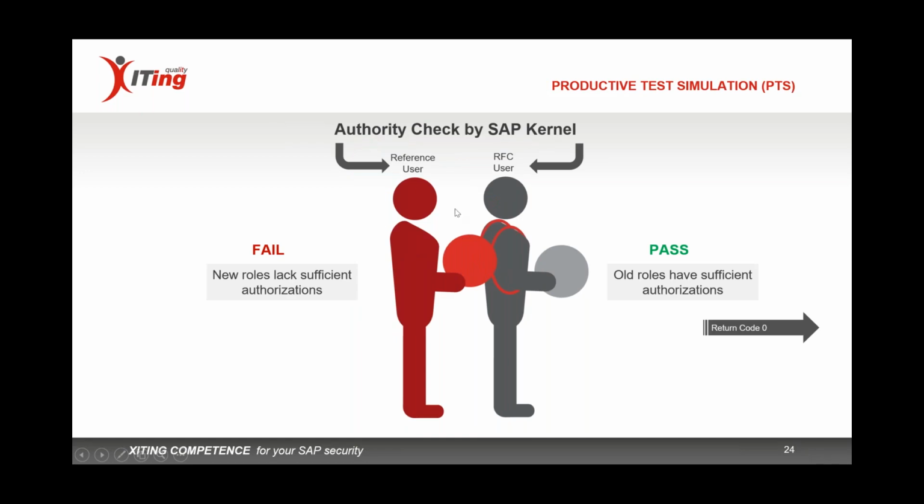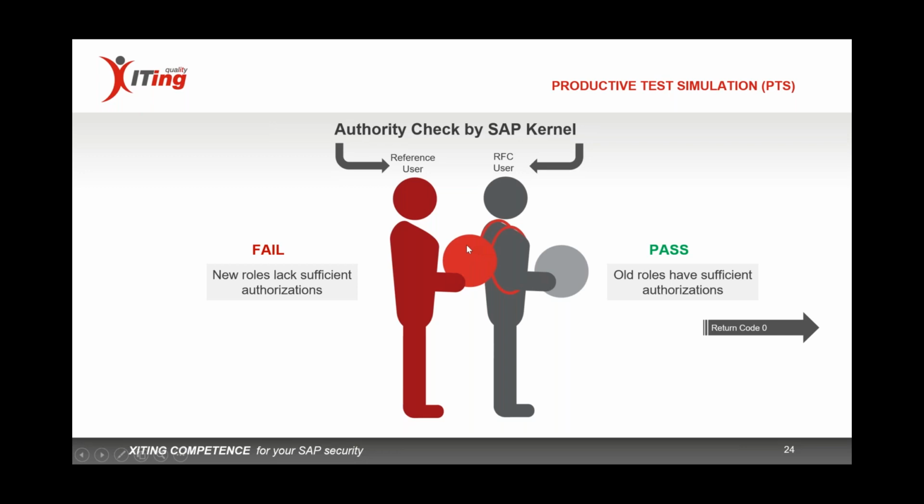So why do we do that? Whenever there's an authorization check by the SAP kernel, it checks first the authorizations of the reference user. And if it fails here, it tries again against the RFC user. And if it passes, then the return code is 0. So why is that important? If we build a new role, very specifically for example our GRC RFC, that lacks authorizations because we missed something or we didn't know what to put into the authorizations, it will fail against the reference user, the backpack, but it will pass against the RFC user. Very important, the RFC user can still continue to execute the function module. It will not get stuck, so the interface will not go down.